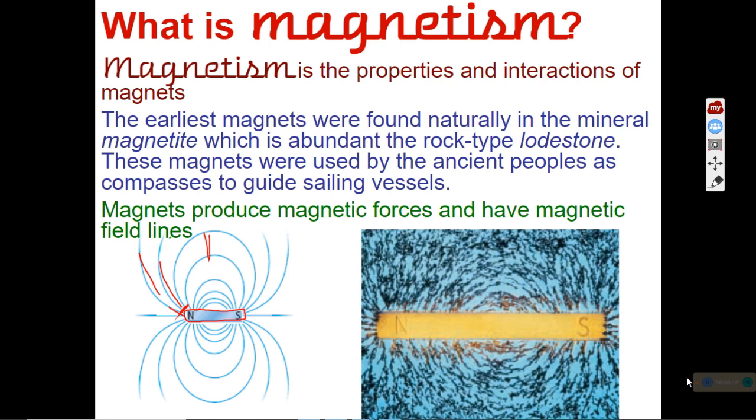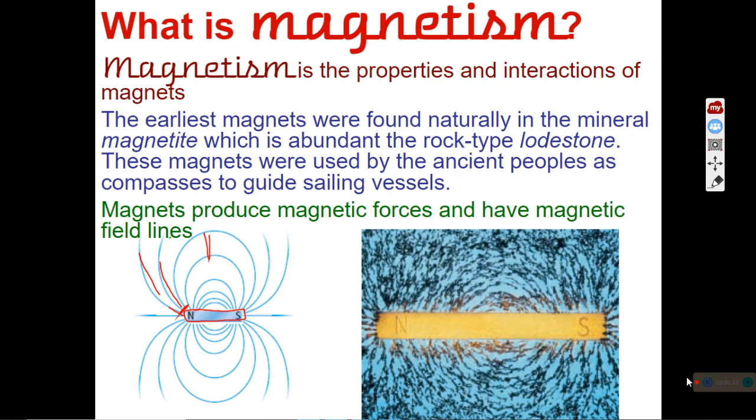So, the earliest magnets that we know of were found naturally in the mineral magnetite. It's an abundant mineral in the rock called lodestone. But these magnets were used by ancient peoples as compasses to guide their sailing vessels.